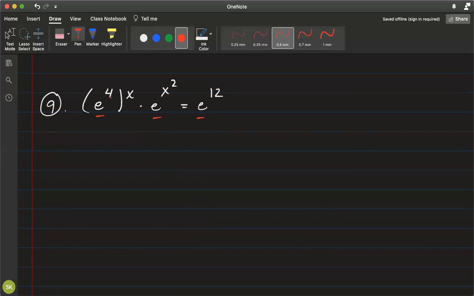Okay, so let's simplify a little bit. We have e to the 4 to the x. So this is just e to the 4x times e to the x squared is equal to e to the 12th. And then we're going to do the same thing we did last time, which was to add these two exponents. So we have 4x plus x squared. That's e to this, which is equal to e to the 12th. And now we have the same base, so we just set the exponents equal to each other.